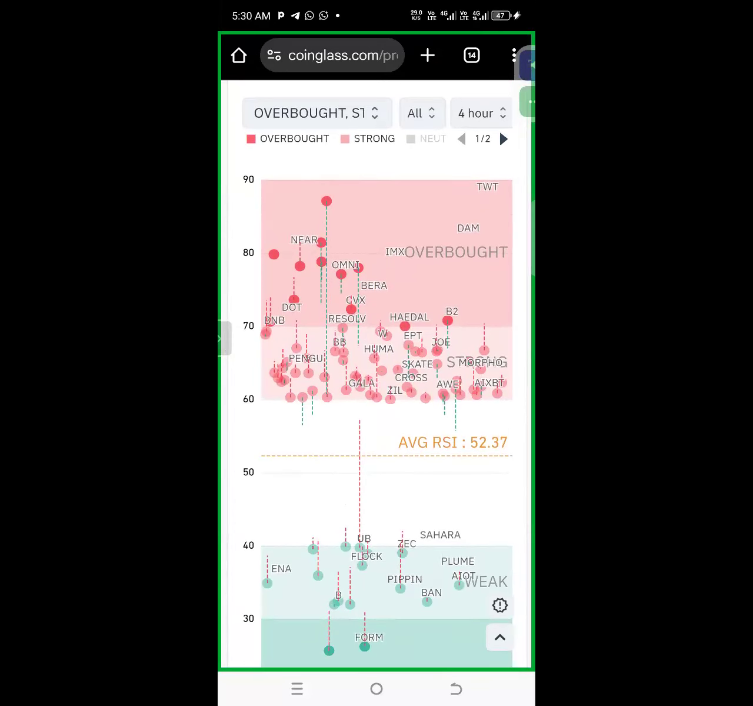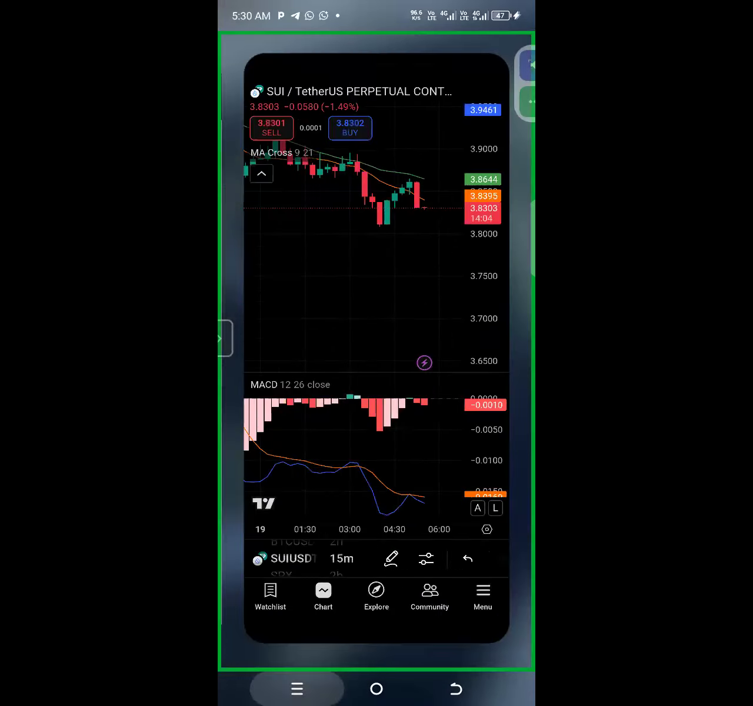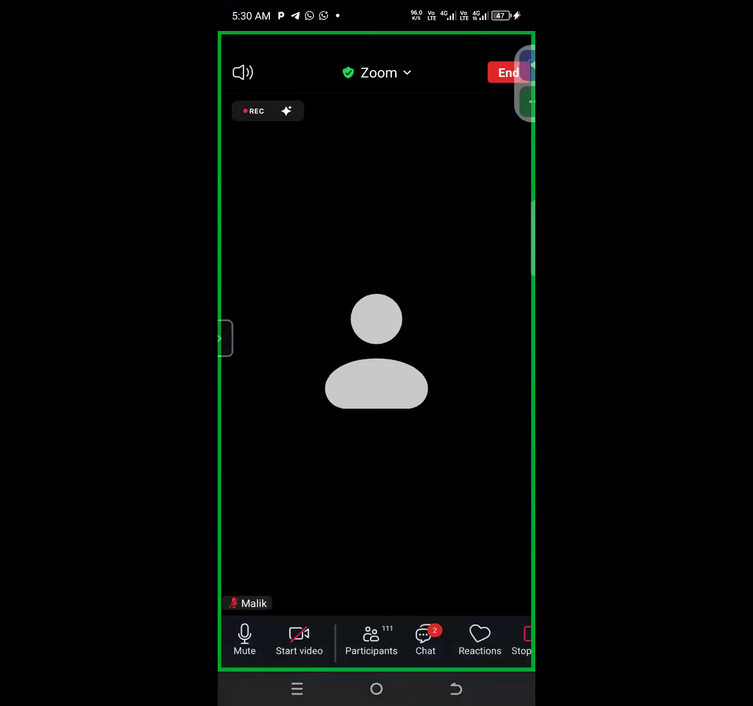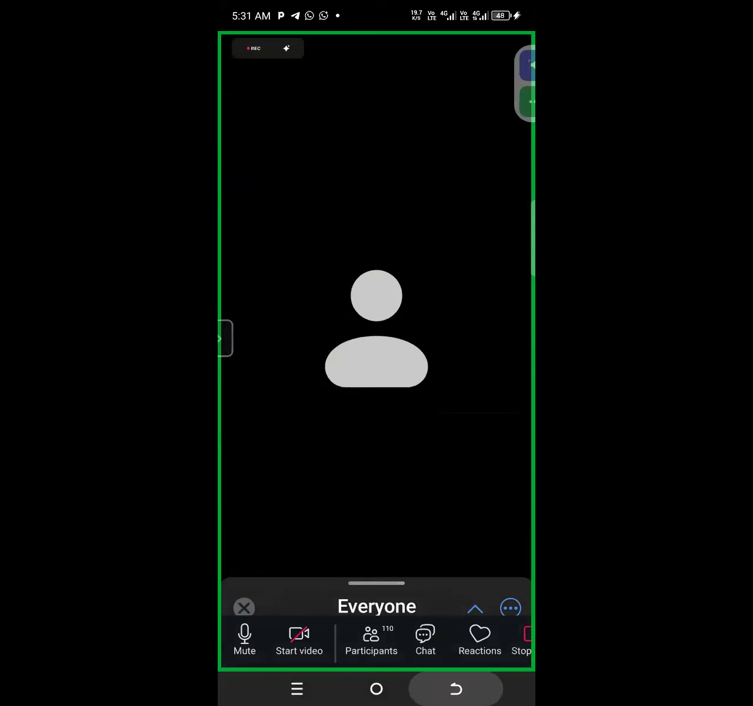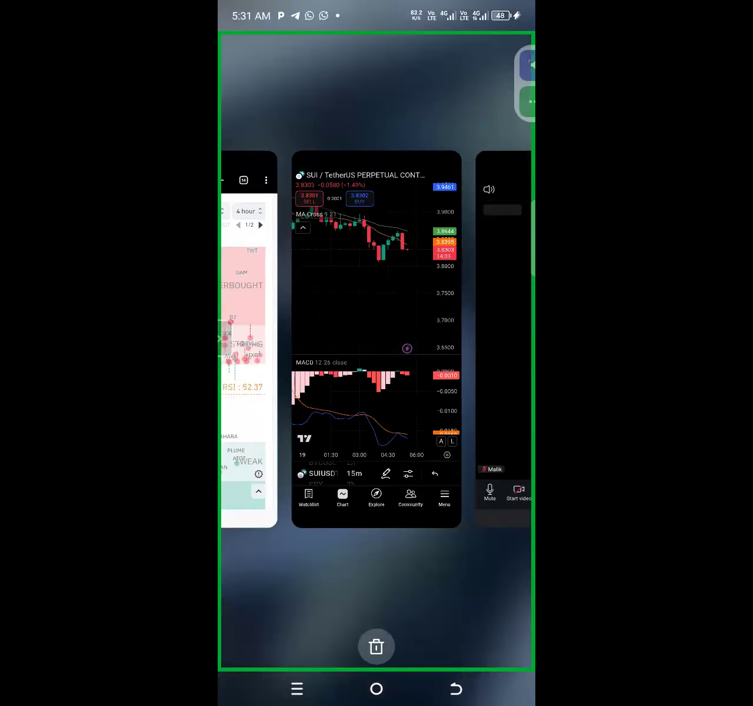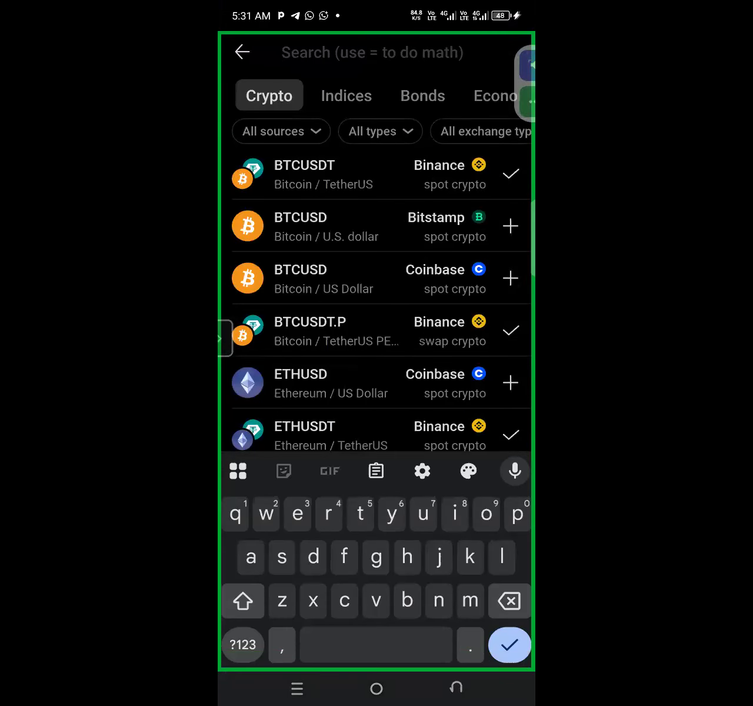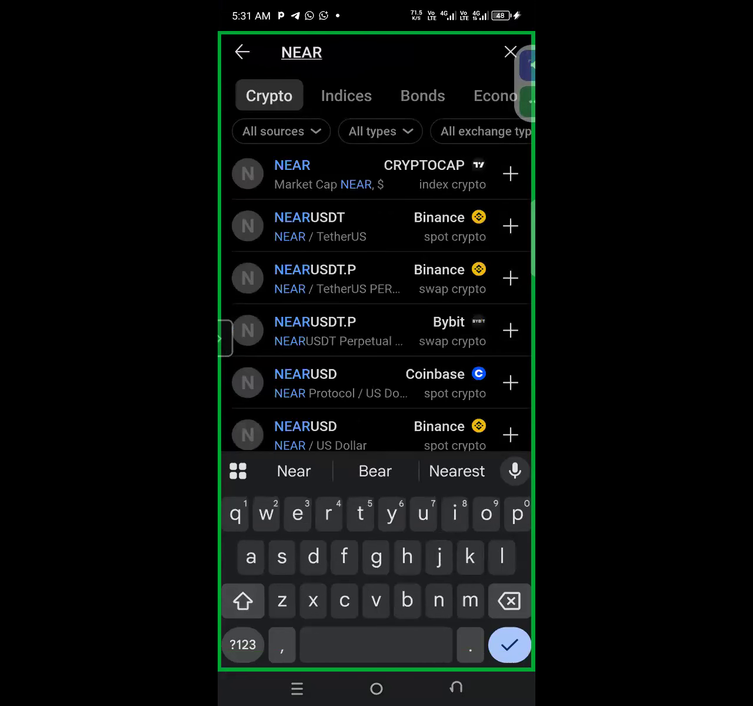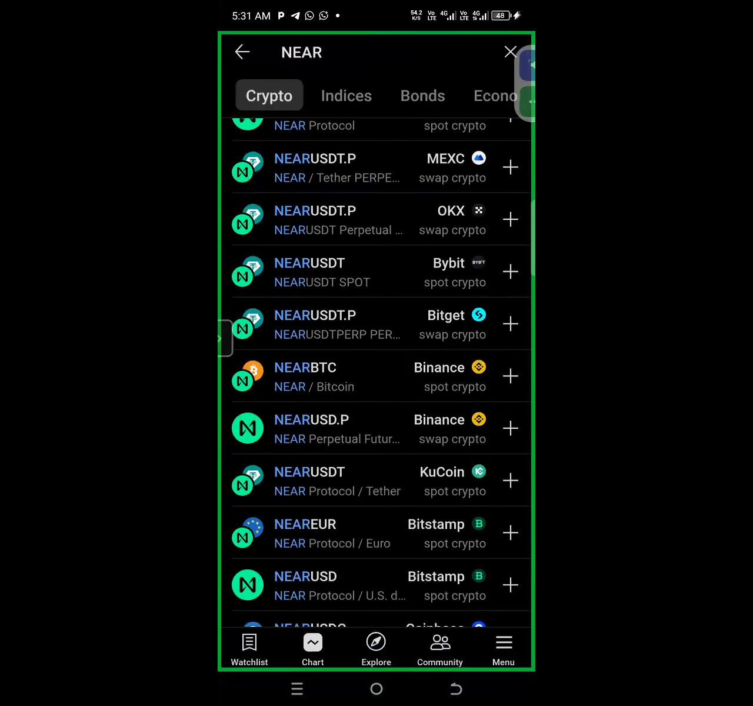So let's look at NEAR. Okay, so let's look at NEAR as well. What's the name of the asset? After NEAR, we look at Anna, then we proceed to the next one. So where is it?